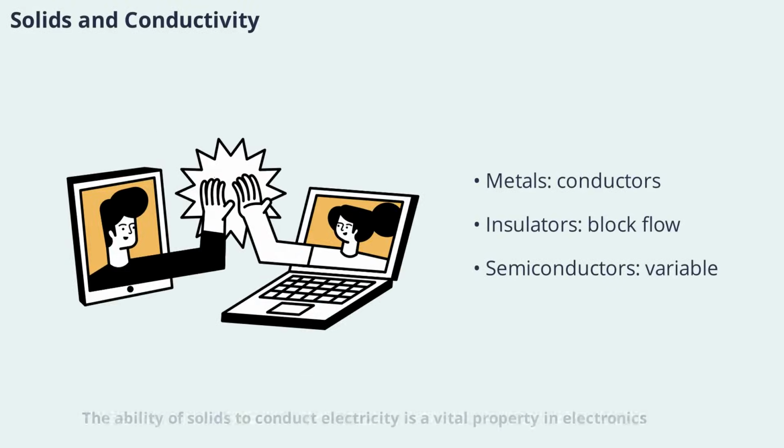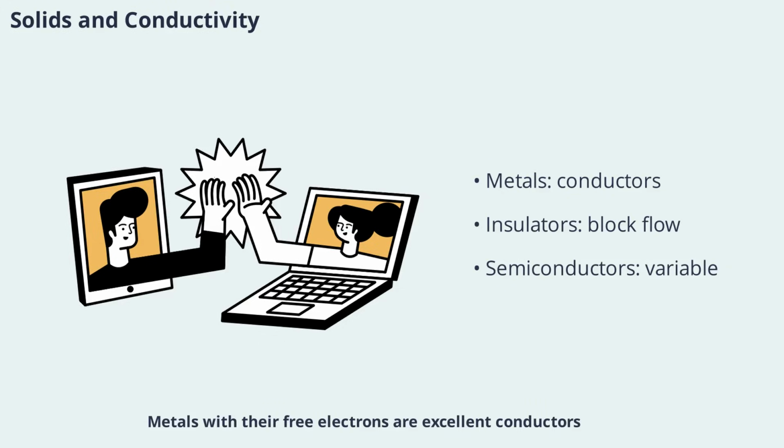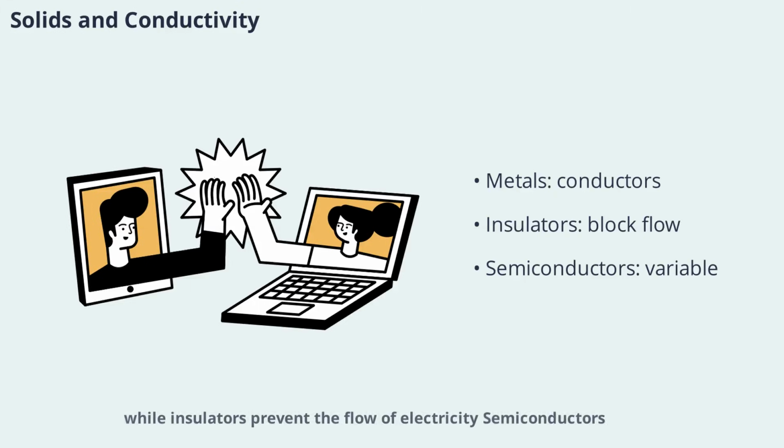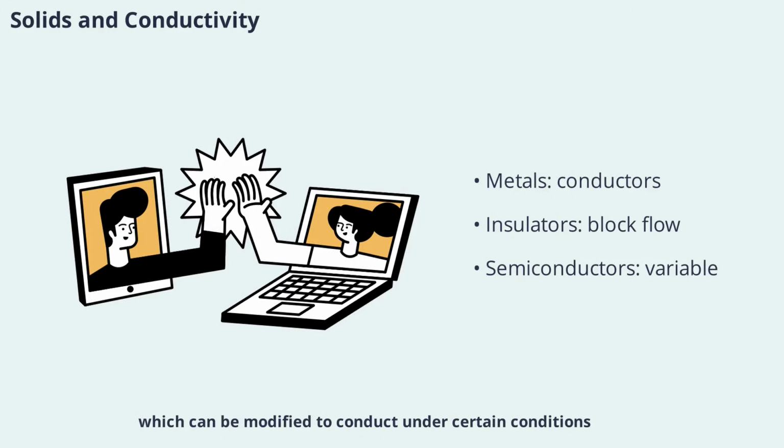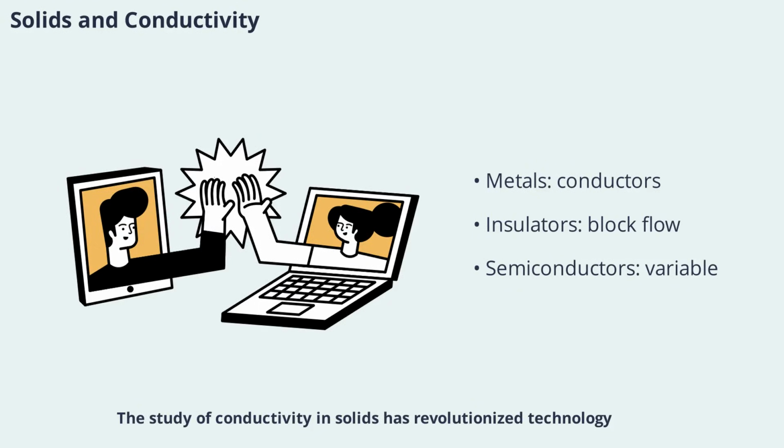The ability of solids to conduct electricity is a vital property in electronics. Metals with their free electrons are excellent conductors, while insulators prevent the flow of electricity. Semiconductors, which can be modified to conduct under certain conditions, are the backbone of modern electronics. The study of conductivity in solids has revolutionized technology.